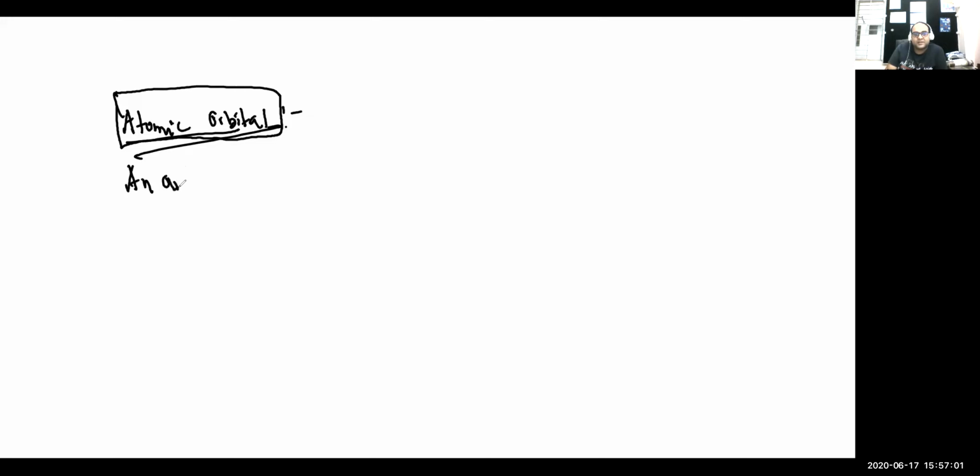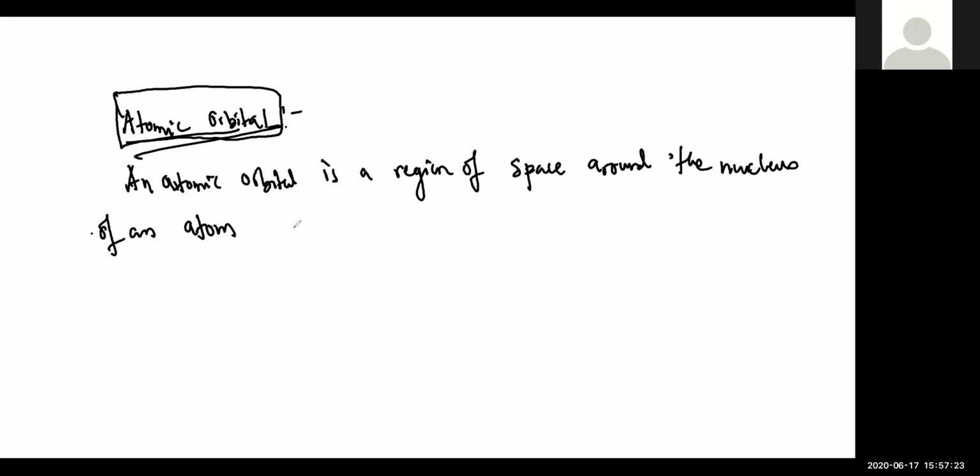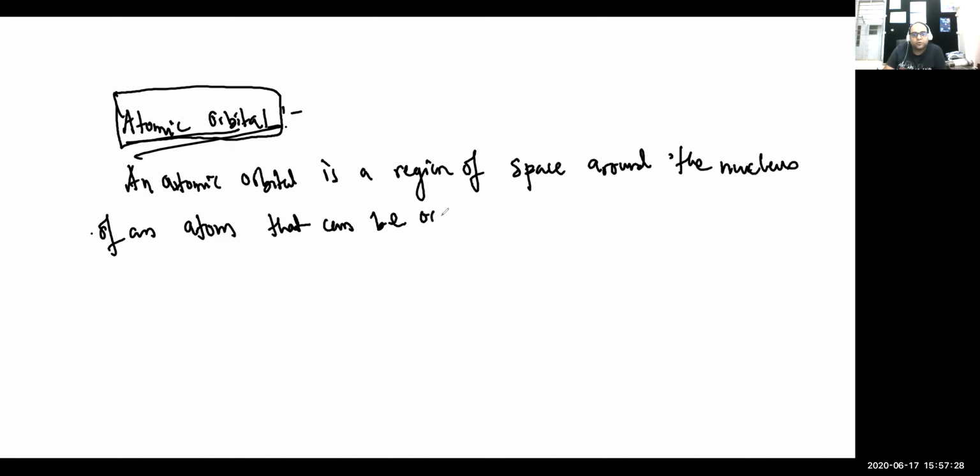An atomic orbital is a region of space around the nucleus of an atom that can be occupied by one or two electrons.